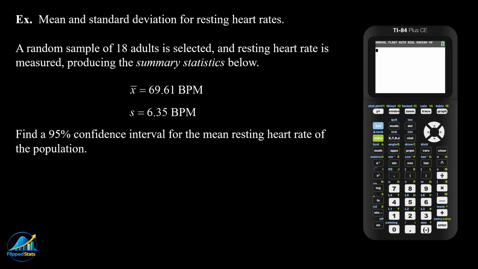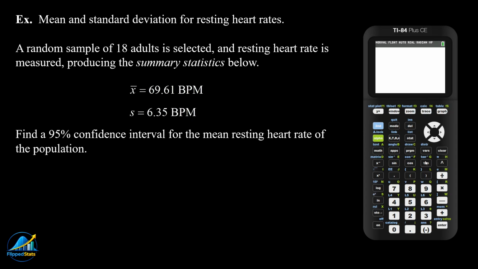So in the example problem, we're told we have a sample size of 18 adults and their resting heart rates are measured, giving us a sample mean of x bar equals 69.61 beats per minute with a standard deviation of 6.35 beats per minute. And we're asked to find a 95% confidence interval here.